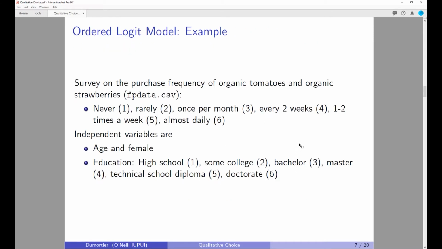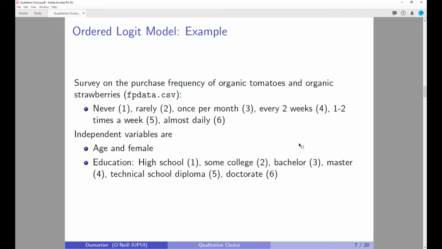Now, to illustrate this concept, let us make an example with the purchasing frequency of organic tomatoes and organic strawberries. The data set is actually taken from a paper that a co-author and I published a couple of years ago. In that paper, we asked consumers how often they purchase organic tomatoes and how often they purchase organic strawberries. Consumers had a choice to say never, rarely, once per month, every 2 weeks, once or twice per week, almost daily.